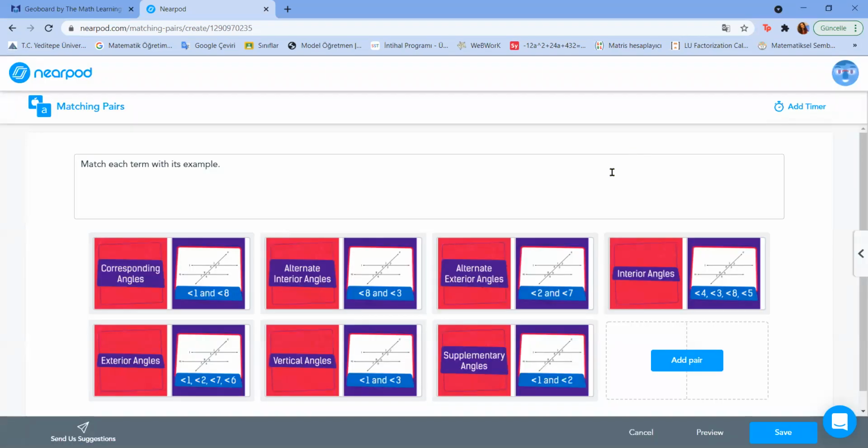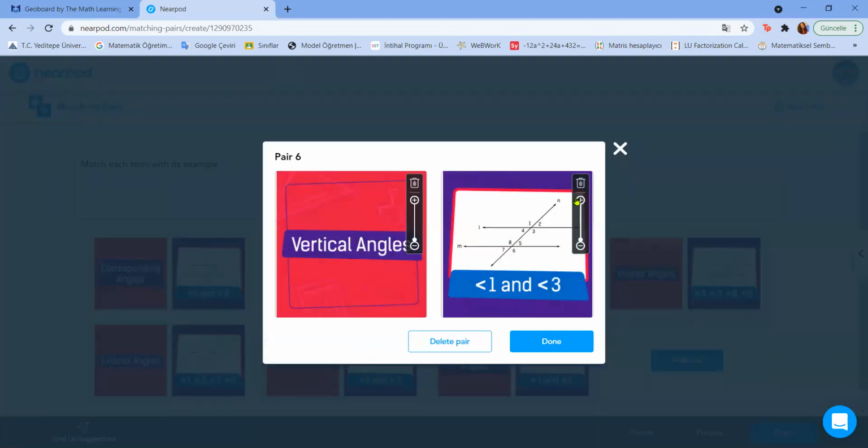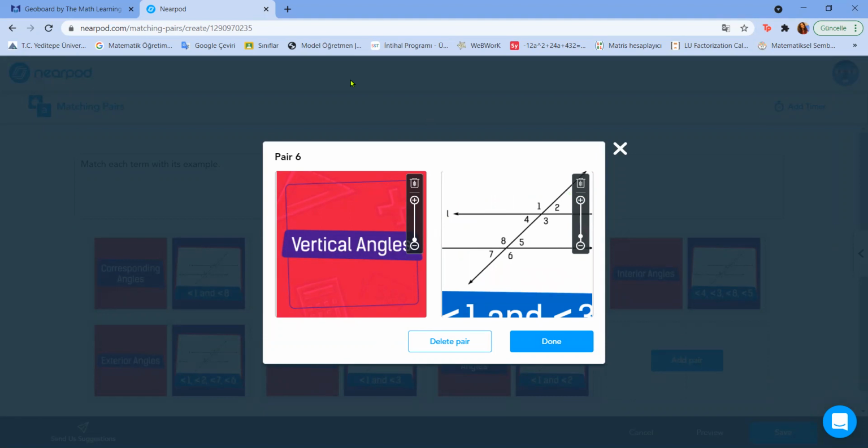Another one I will talk about is vertical angles. Vertical angles are angles that are opposite to each other where two lines intersect. In this image, angles 1 and 3, 2 and 4, 8 and 6, 5 and 7 are vertical angles.